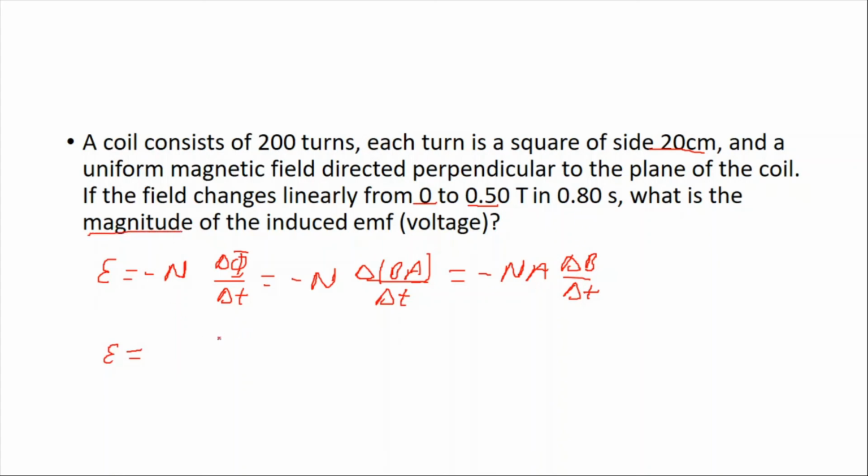So we have 200 turns times, one side is 20 centimeters, so the area will be 0.2 squared, times the change of magnetic field: the final value is 0.5, the initial value is 0. This change takes place in 0.8 seconds, and if we do this calculation, it will be 5 volts.